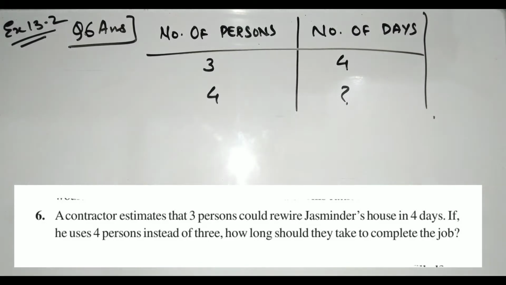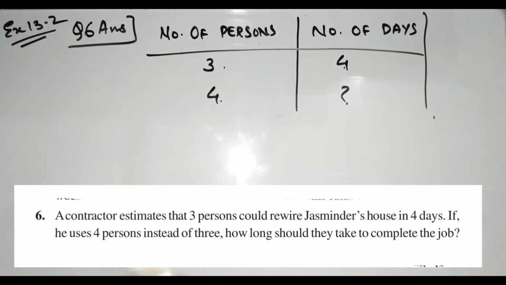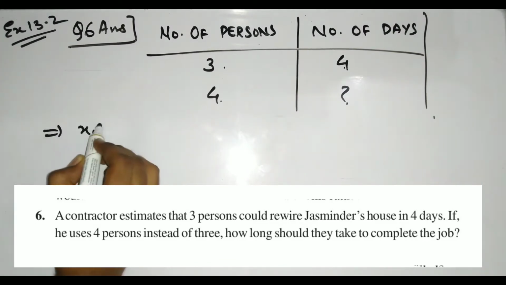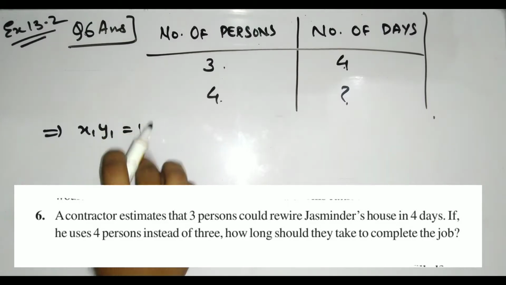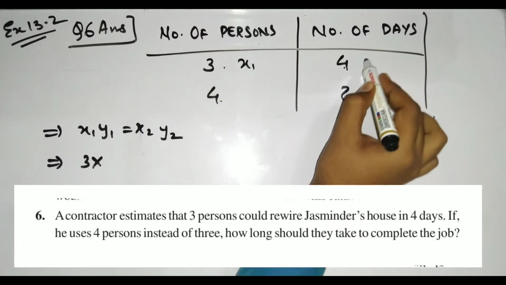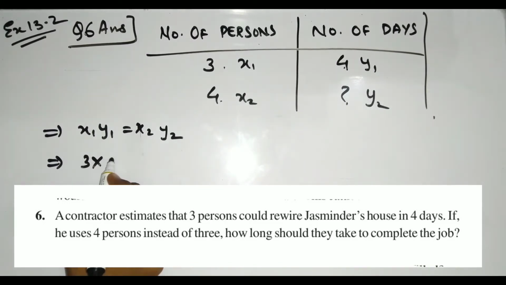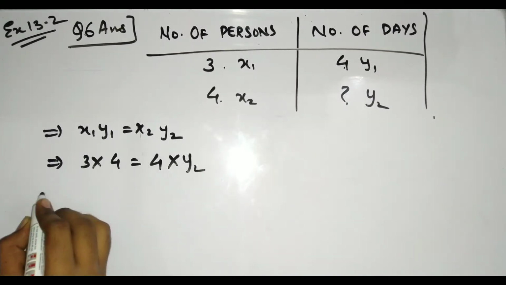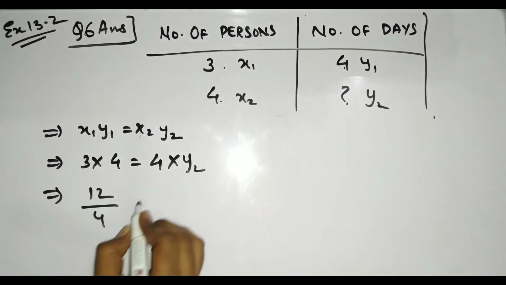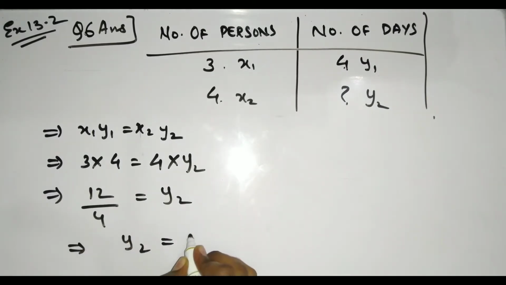Now for 3 persons it will take 4 days. For 4 persons, how many days will it take? Again, inverse proportion, so the same thing: x1 y1 is equal to x2 y2. So x1 is 3, y1 is 4, x2 is 4, and y2 is unknown. So 3 into 4 equals 4 into y2. That implies 12 by 4 is equal to y2. So y2 is equal to 3 days.